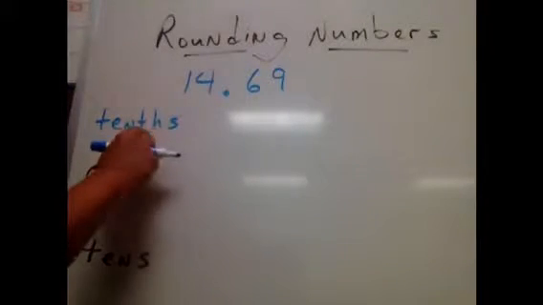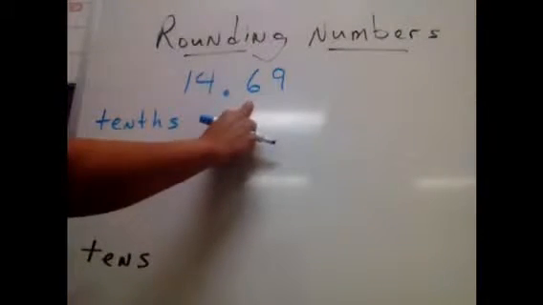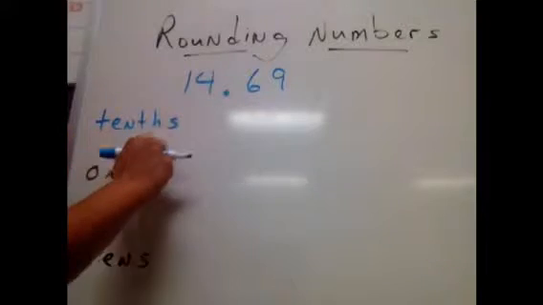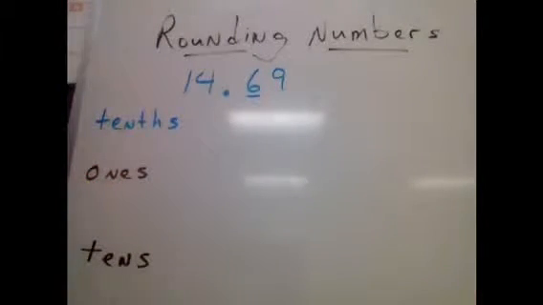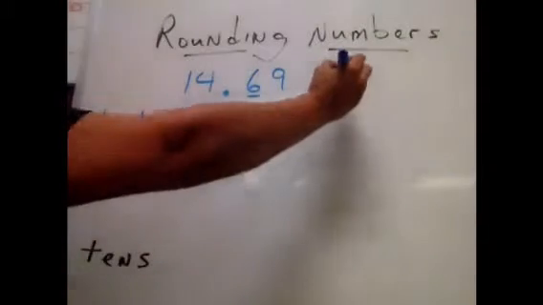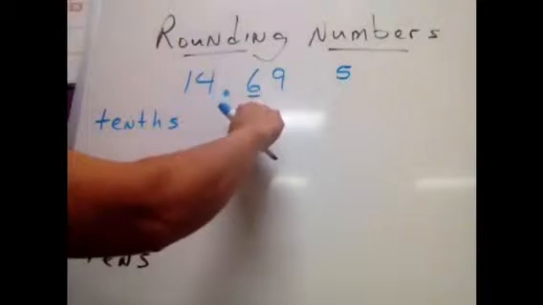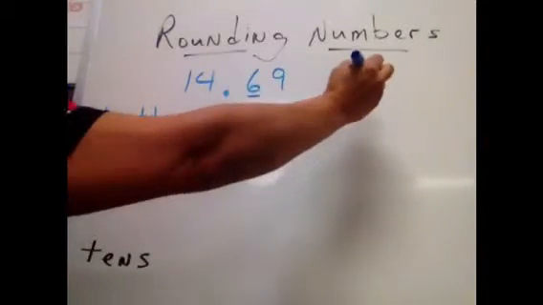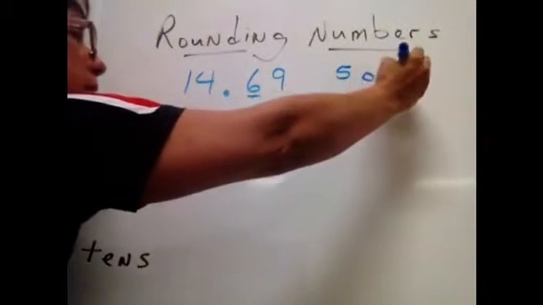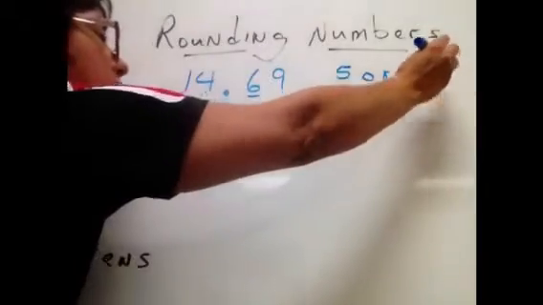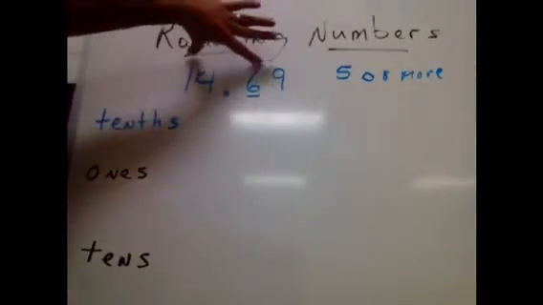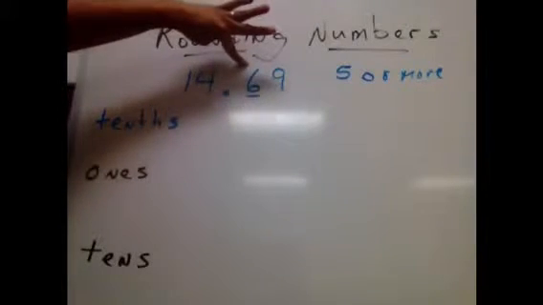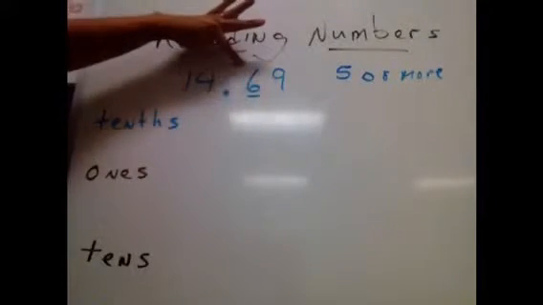Let's talk about what if I want to round this number, 14 and 69 hundredths, to the nearest tenth. The tenth is this 6 right here. We've got a rule. If the number next to it is 5 or more, then the 6 is going to go up. So what we're looking at is, is this going to be 14 and 6/10 or is this going to be 14 and 7/10?